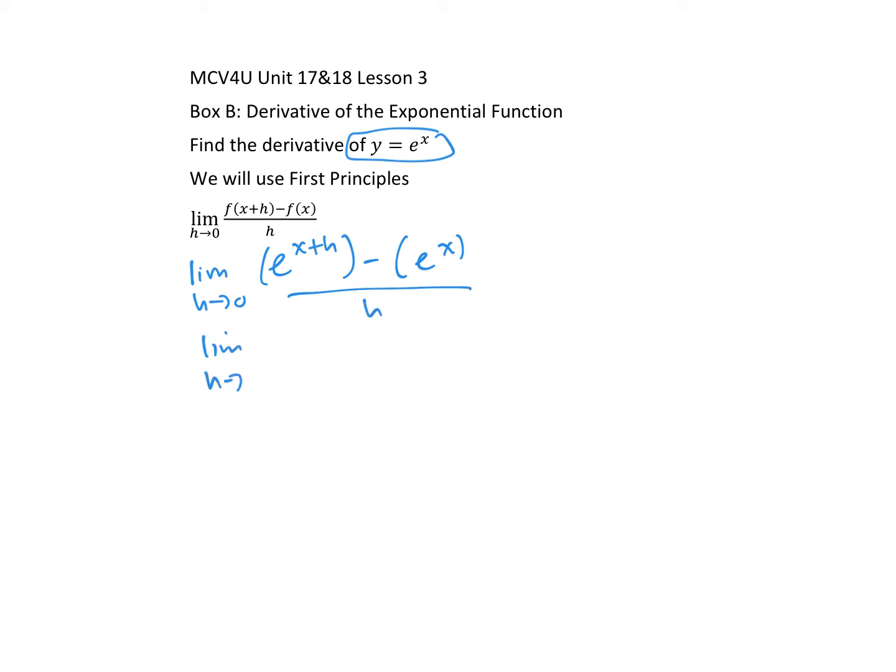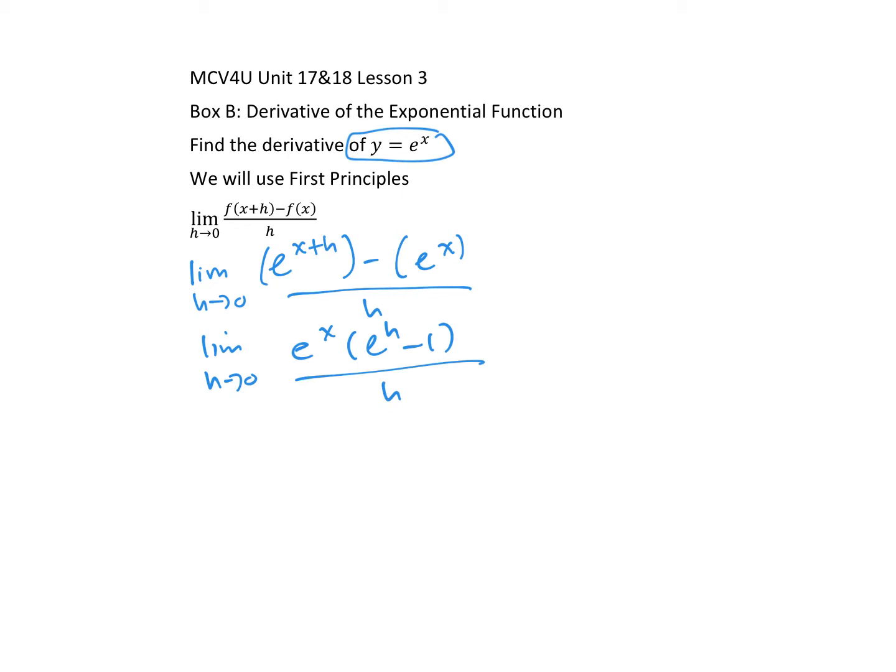We're trying to find the derivative of y equals e to the x. So we want our limiting value as h approaches 0. f(x + h) would become e to the x plus h, minus f(x), which is e to the x, and that's all over h. I'm going to factor out the common e to the x, so we get e to the x times e to the h minus 1, all over h.